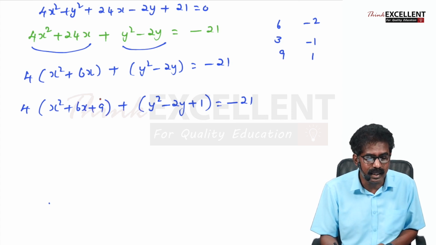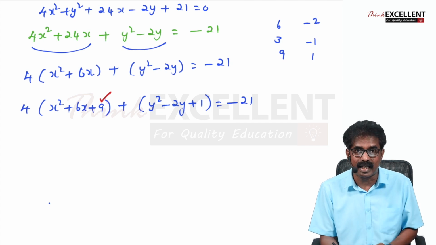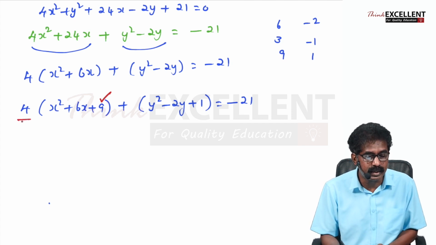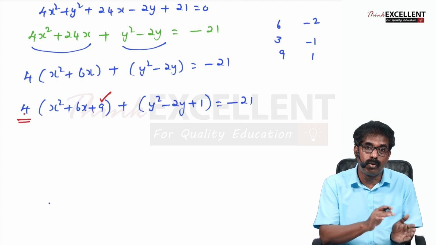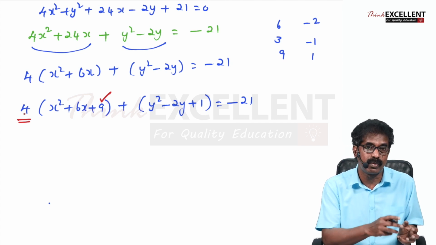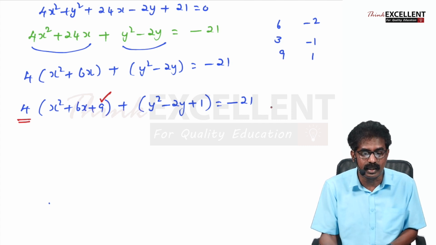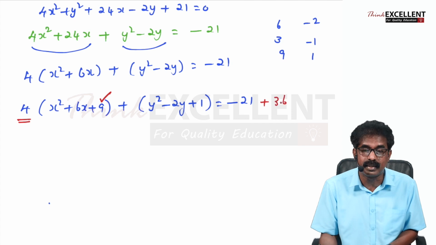Here in the first bracket you added what? 9. But it is not actually 9. Outside the bracket what is that? 4. If you multiply 4 into 9, it looks like we are adding 9. But outside there is a 4. So the actual effect is 4 into 9. 9 4s are 36. So that means we added 36 here.